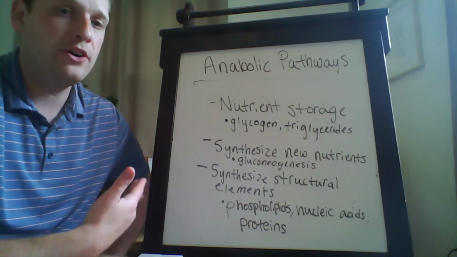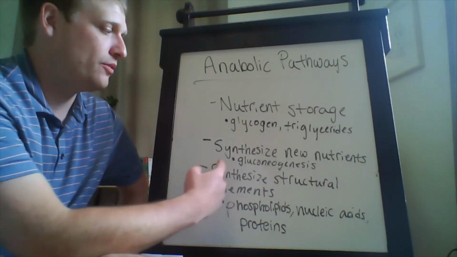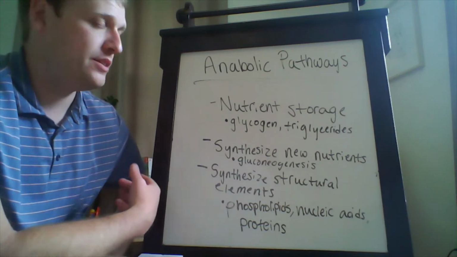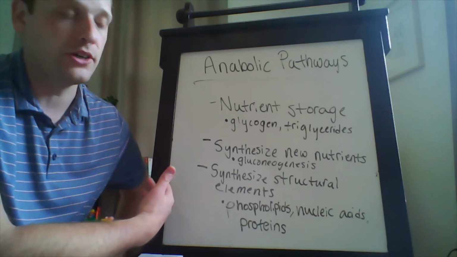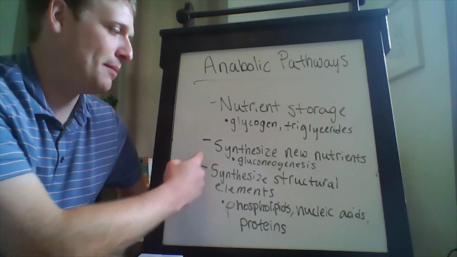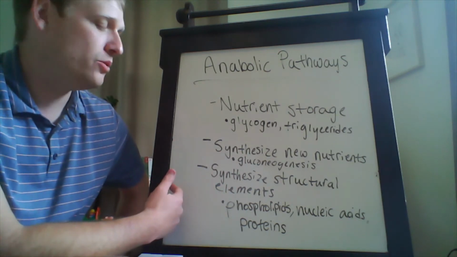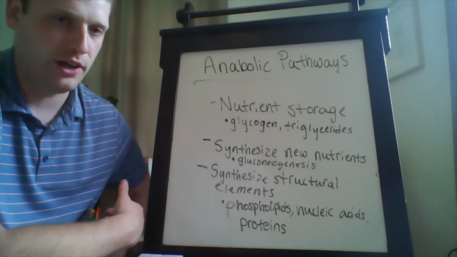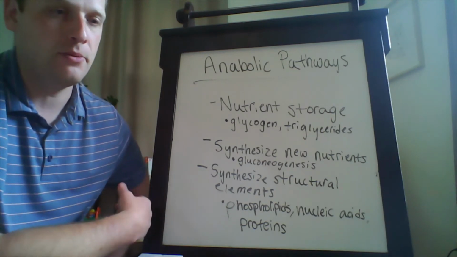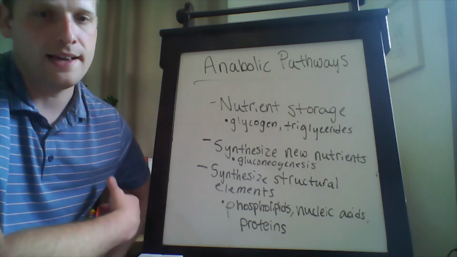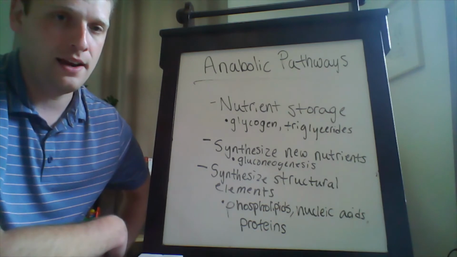In the case that there's an energy requirement, you can also synthesize new nutrients. So for example, gluconeogenesis is the formation of new glucose. So if there is low blood sugar, you can boost blood sugar by making a new nutrient, by making glucose from scratch. And you can also think about the synthesis of structural elements in the body: your proteins, your phospholipids that make up the cell membranes, and also your nucleic acids would be considered a structural element that is formed through a synthesis or an anabolic reaction.